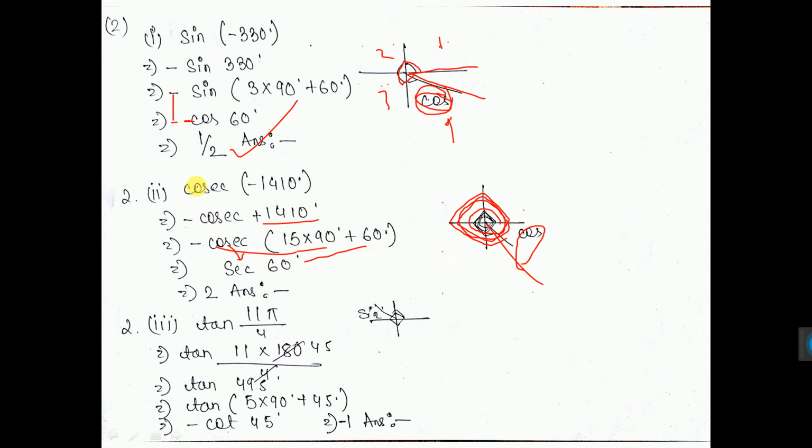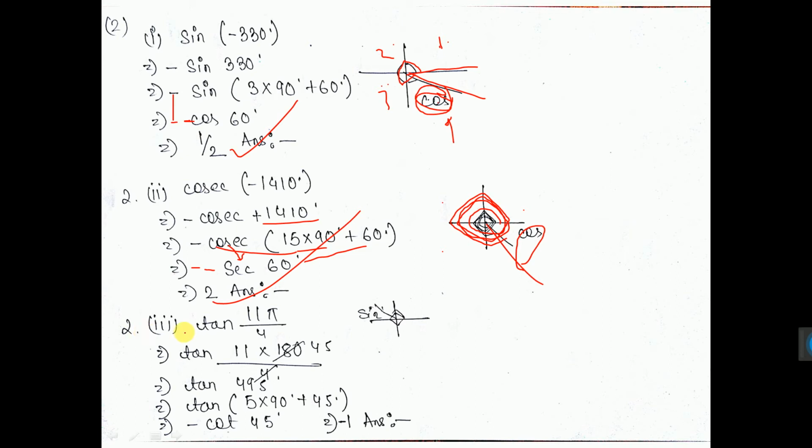In this quadrant only cos is positive, but our sum is cosec. So one minus sign will come. So minus and another minus, it will come plus. Sec 60 value is 2. So this is the answer.